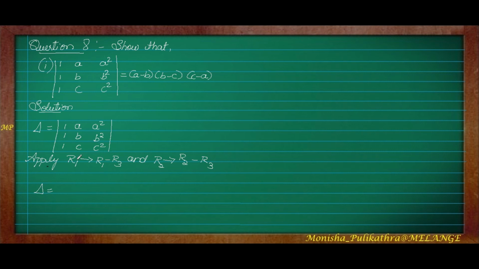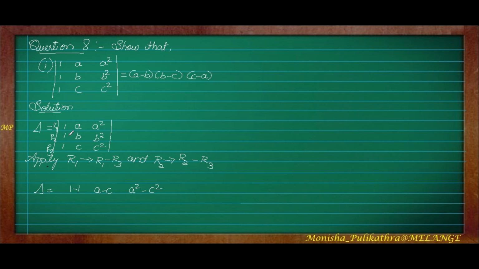R3 will remain as it is because we are not changing R3. Only R1 and R2 we are changing. R1 is equal to R1 minus R3. So this is R1, R2 and R3. Here 1 minus 1, A minus C, and A square minus C square.